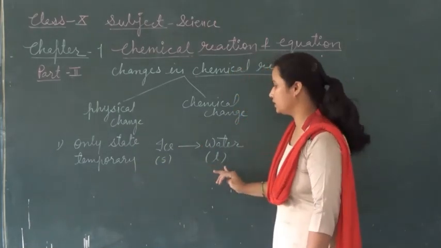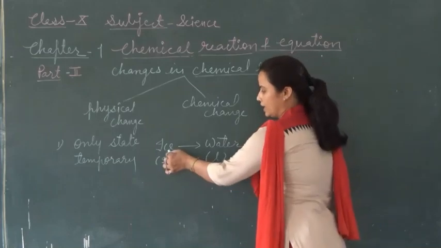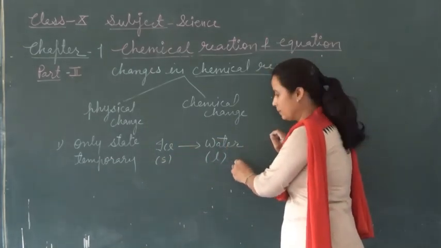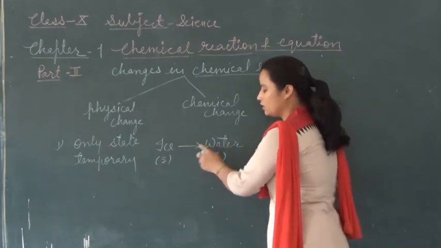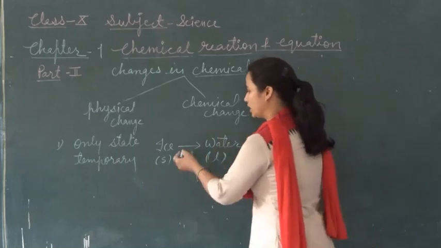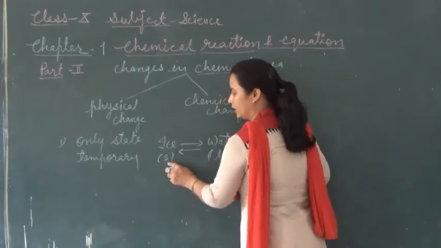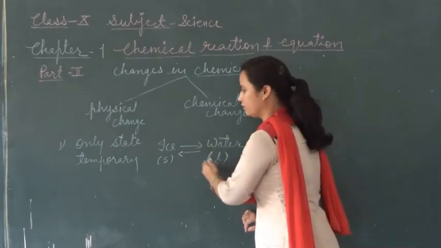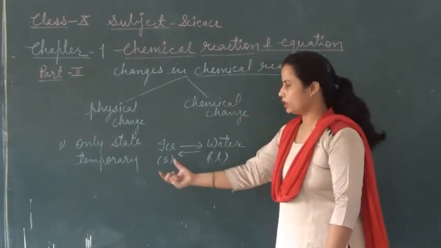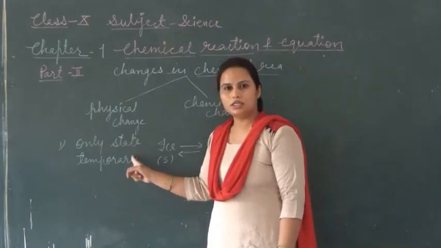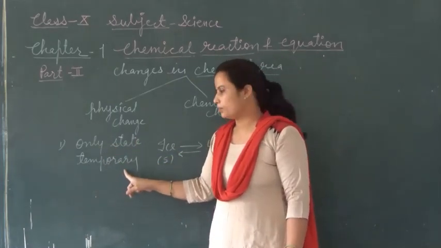How do we say that it is temporary? Ice, a solid, turns into liquid at room temperature. Now when we keep the water in a freezer, this water again changes into solid. It means water changes into ice, liquid changes into solid. For a temporary time it is possible. So physical changes only change the state, and these changes are temporary.